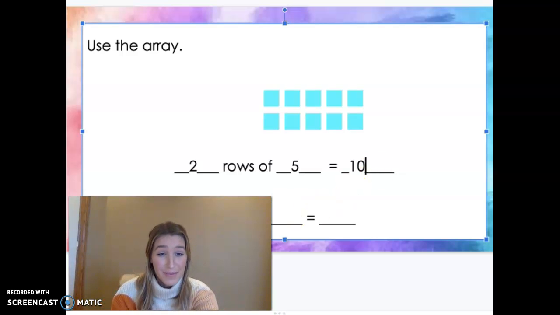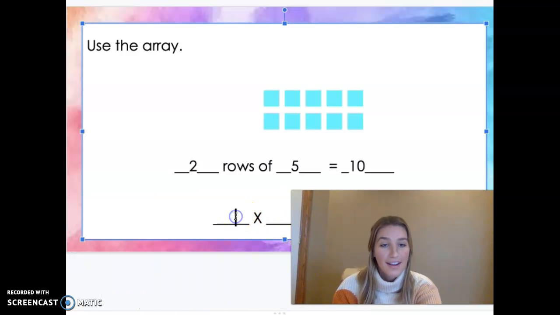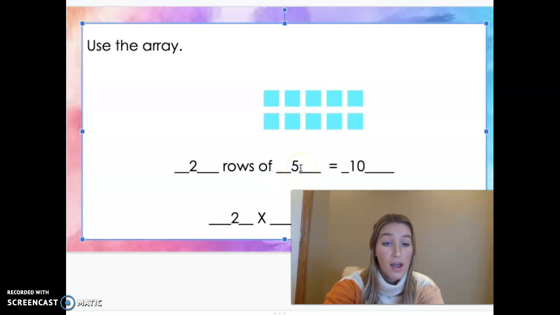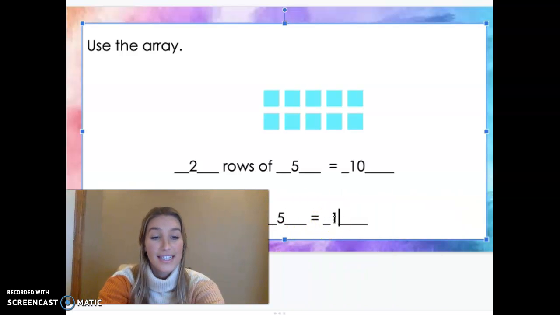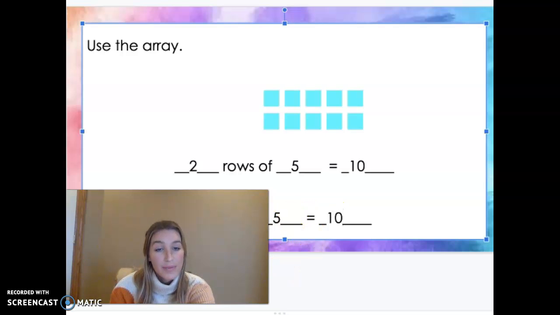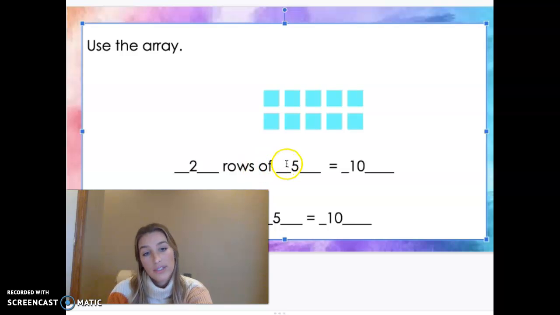If I want to write this as a multiplication problem, then I'm going to write 2, because we take the rows multiplied by the number in each row, or the columns, times 5, and I've already found out that the answer is 10. So that's how we write our multiplication problem. Remember, the x means we multiply. So 2 times 5 equals 10. 2 rows of 5, 1, 2 of 1, 2, 3, 4, 5 equals 10.